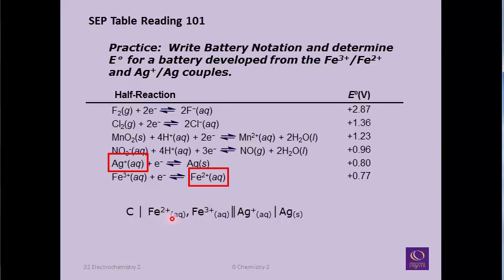So iron 2 plus going to iron 3 plus, that's an oxidation. Then I'm going to separate that by 2 bars, and then silver plus going to silver is the reduction. This is change state, so I put a single bar in between there. These are the same state, so they would both be in solution, so they have a comma.